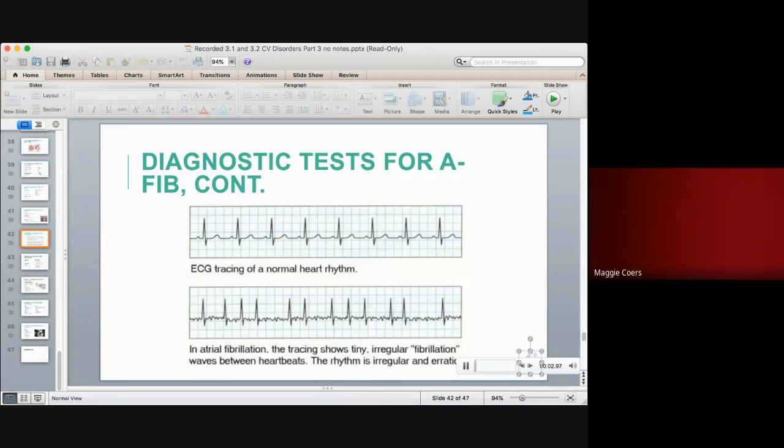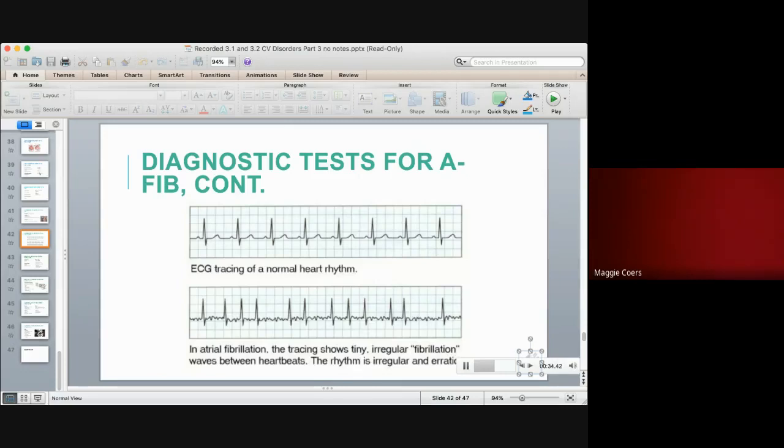So here's again a picture of a couple strips, so a bigger picture. Okay, so the top strip here is a normal heart rhythm. You see those RR intervals, and those spikes are at the same distance. They're nice and regular. The bottom spikes are not equal distance apart from each other. There's really no pattern to it. This is what we call an irregular pattern, and is classic for atrial fibrillation.